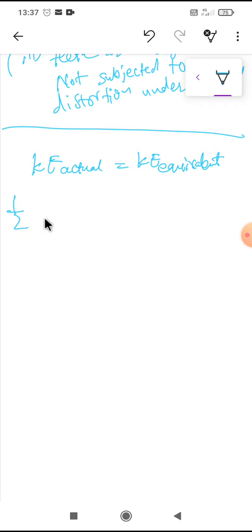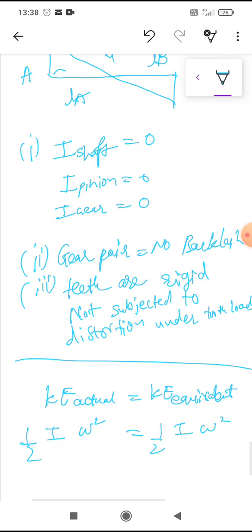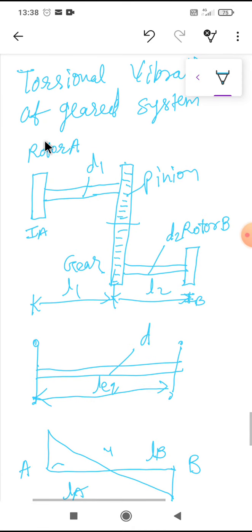So one by two. Now what is the kinetic energy of the actual system? What is the formula first? The formula is one by two. As we know, in linear motion we use m v square, so in rotational motion we use I omega square. So here also it is one by two I omega square. But what will be the I? In the actual system, what kinetic energy will we have to consider? So first, this is the actual system.